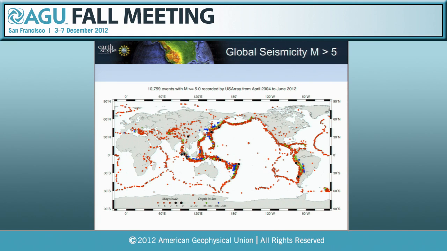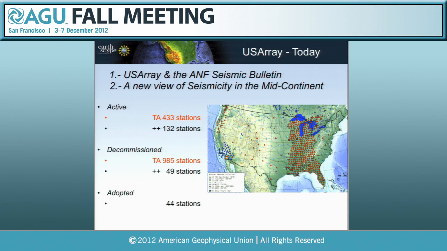You can see this is the catalog that we've acquired of magnitude 5 or greater earthquakes worldwide. We've pretty much highlighted every plate boundary that you can see, plus a lot of other seismicity from other interesting places. But for the purpose of this talk, next slide, we're actually looking at what we're observing in the mid-continent and the seismicity in the regions which haven't been so well covered before.